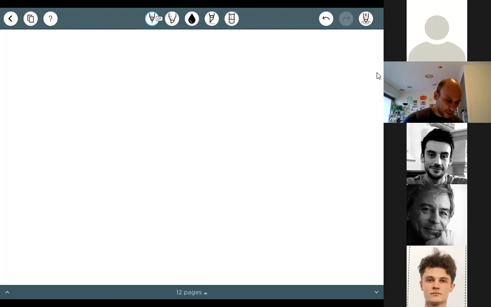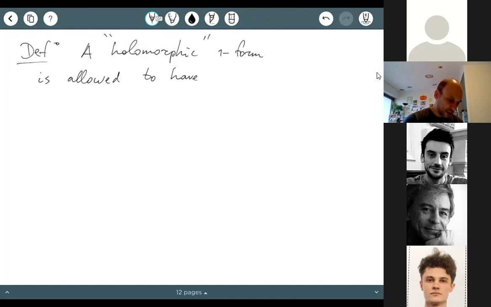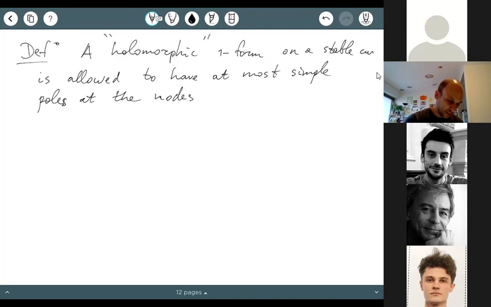So the definition, let me give a proper definition. A holomorphic one form, maybe I should take holomorphic now in quotes, is allowed to have at most simple poles at the nodes. So a holomorphic one form on a stable curve has at most simple poles at the nodes with opposite residues.